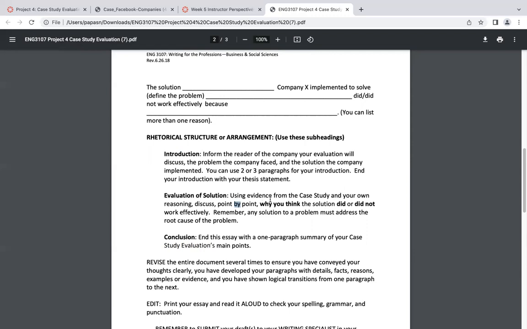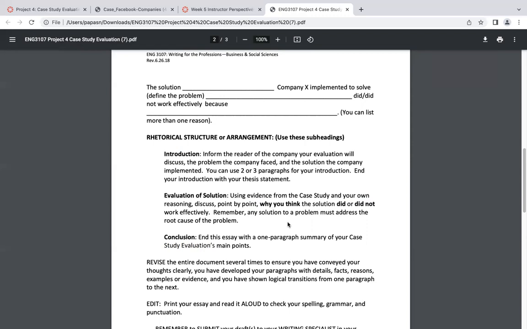In the evaluation part, you'll be using your own reasoning to discuss those reasons of why you discern whether this was effective or not. That's the basic piece here.